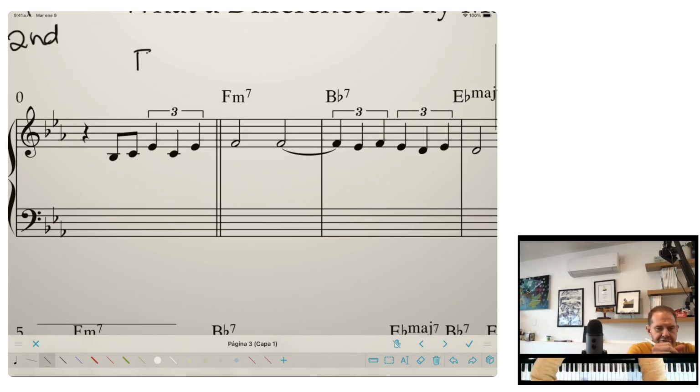So, all right, we got F Dorian. Second below a fourth. So B flat, F, E flat, G, and F below C, B flat and A flat below E flat, right? Second below fourth for each of these.